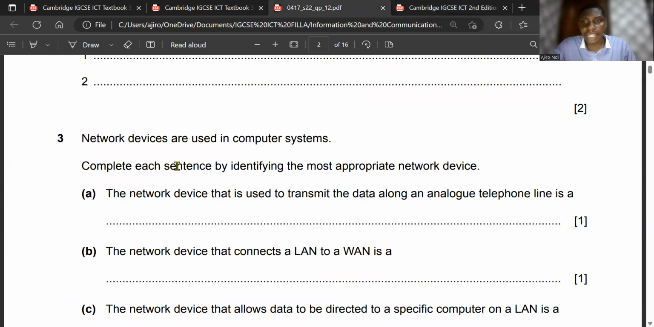So they said, now we have an understanding. Complete each sentence by identifying the most appropriate network devices. The network device that is used to transmit the data along an analog telephone line. So what we have said now, what do you think is the answer? Analog telephone line.